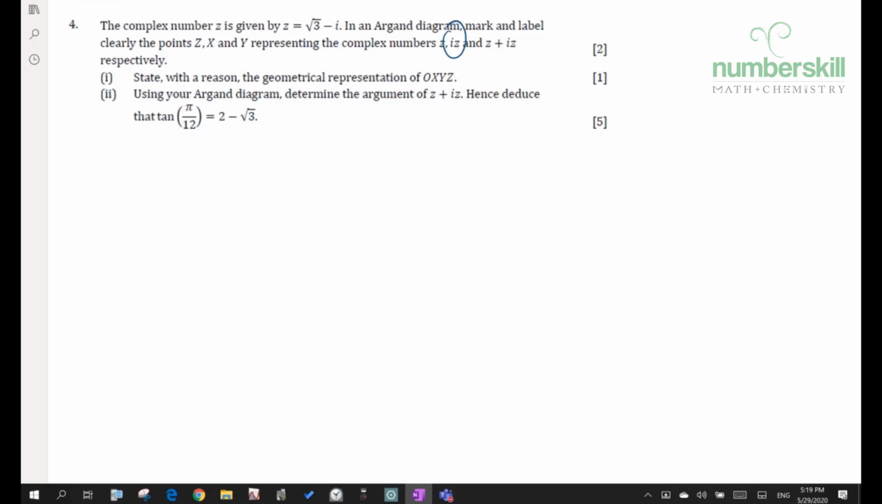So we have iz. You better know what iz means. iz is a 90 degrees anti-clockwise rotation about the origin for z, right? And z plus iz, you also better know what it means. Anyways, it's a 2 mark question to draw.